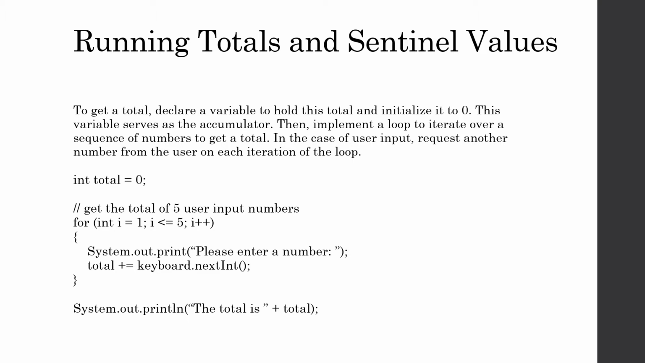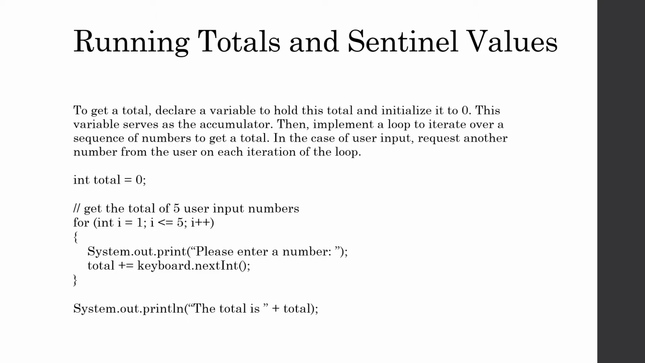In the case of user input, we'll go ahead and request another number from the user on each iteration of the loop. So in this particular piece of code that we have right here, we can see we've got our int total equals 0. That's going to be our accumulator. We're going to go ahead and get the total of 5 user input numbers. So we're doing an int, in this case, we're just going to call it i. You could also use the name count.